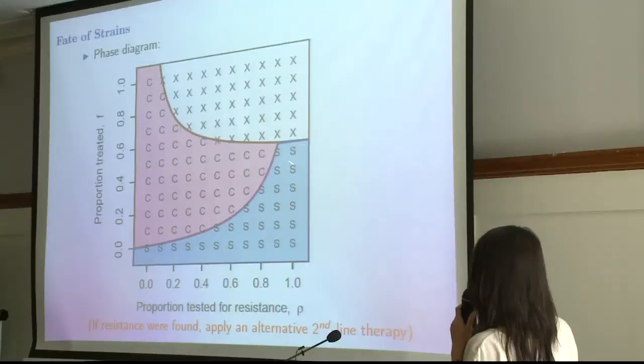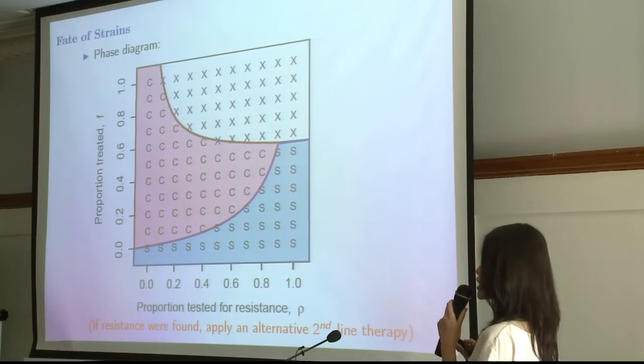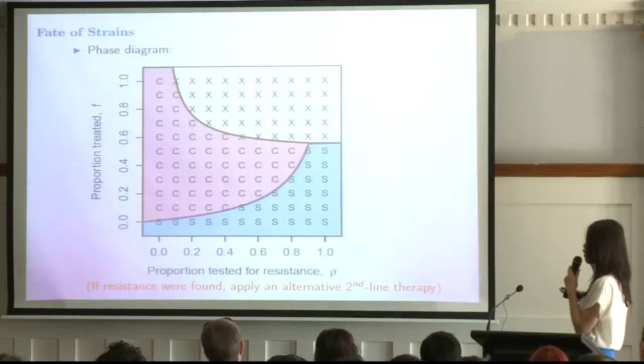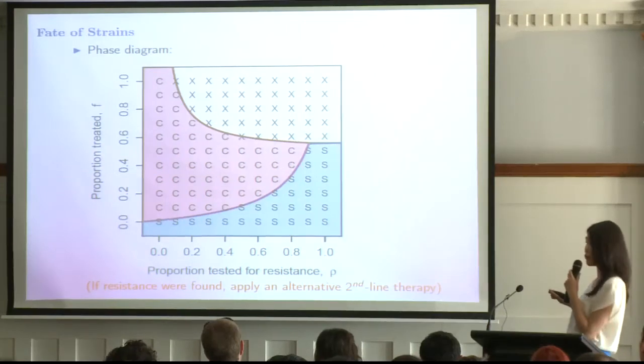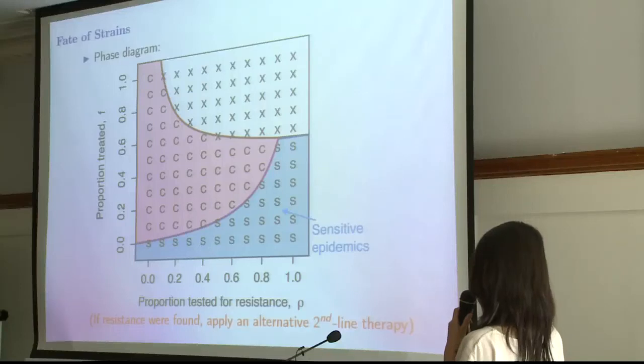And if we are at somewhere here instead, that means approximately half of the patients would get treated and all of them would be tested for susceptibility to the first-line therapy before the treatment. So what does this diagram tell us?